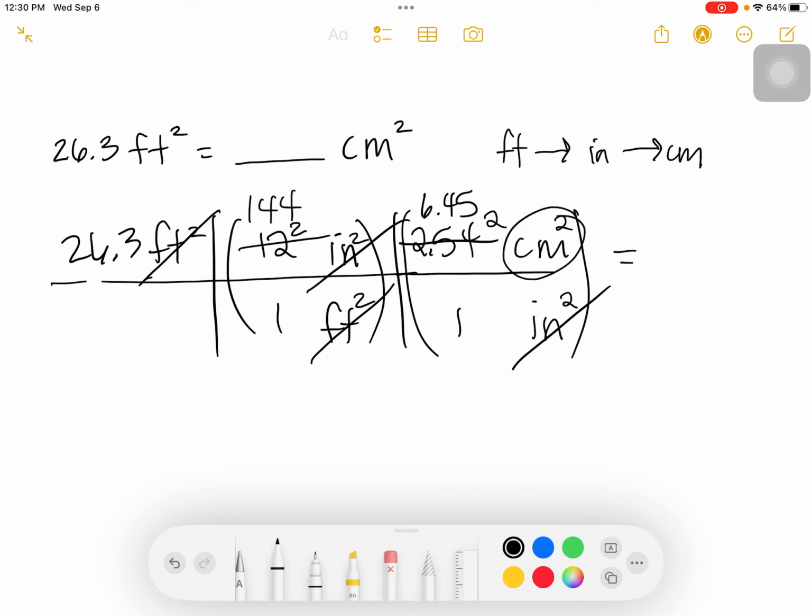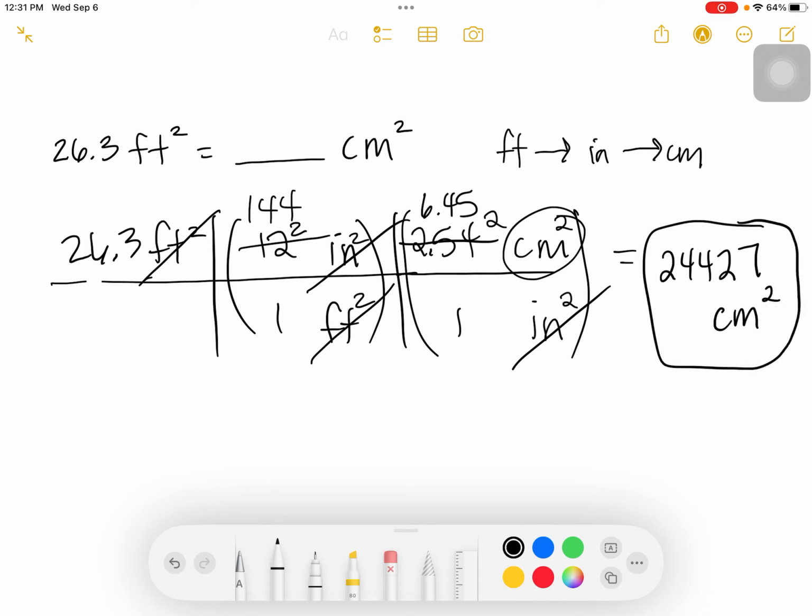We do the math the same as normal. Multiply straight across the top. Multiply straight across the bottom, which in this case are just ones. And divide that. Simplify that fraction. It's going to be a huge number. And it's somewhere in the neighborhood of 24,000. Something like this. Centimeters squared. And that's my final answer.